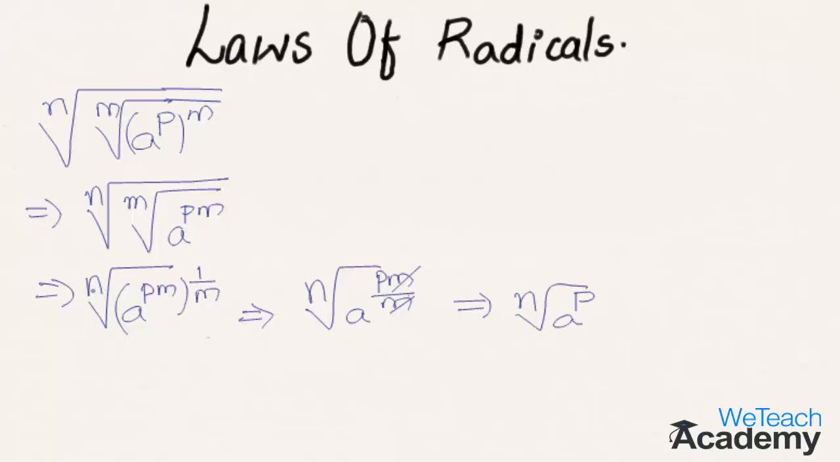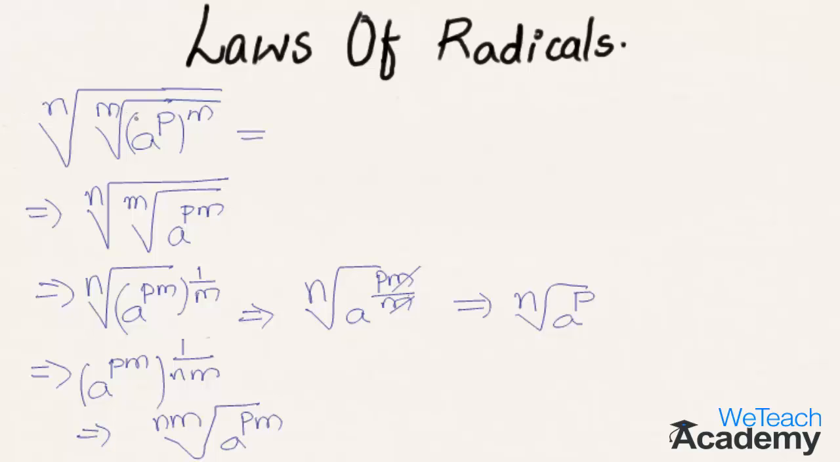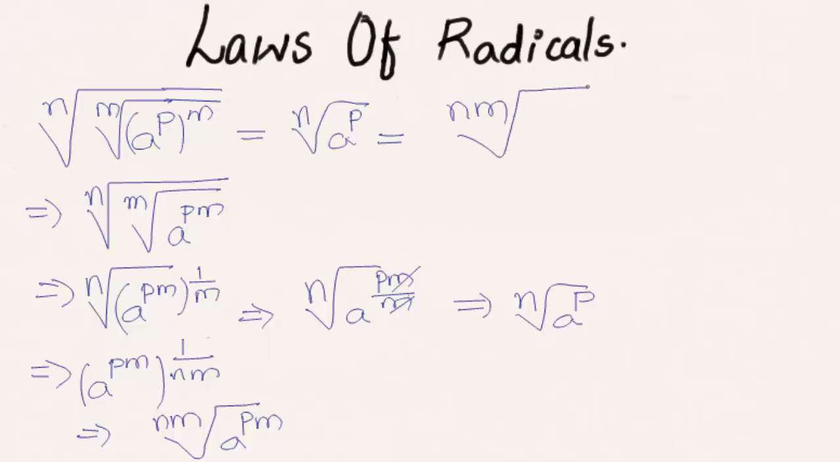So here the nth root of a raised to the power pm, whole power 1 by m, can also be written as a power pm, whole power 1 by nm, where the nth root can be written as 1 by n. So we get a to the power pm raised to the power 1 by nm. So this can be written as the nmth root of a power pm. So we can say that the mth root of the nth root of a raised to the power p, whole power m, can be written as the nth root of a power p, which can also be written as the nmth root of a power pm.